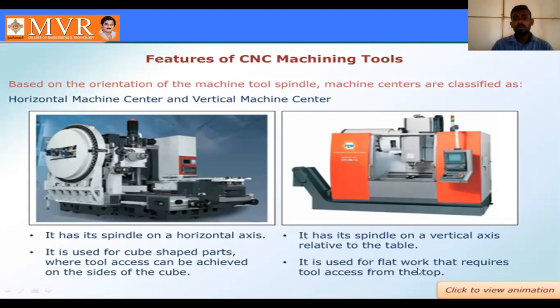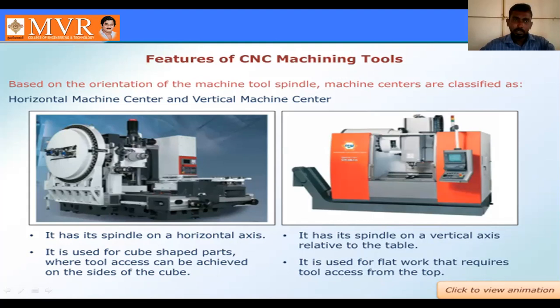The vertical one is used for flat work that requires the tool axis from the top. That is the major difference between horizontal machines and vertical machines. So these are two points, and it is one of the features of CNC machine tools.